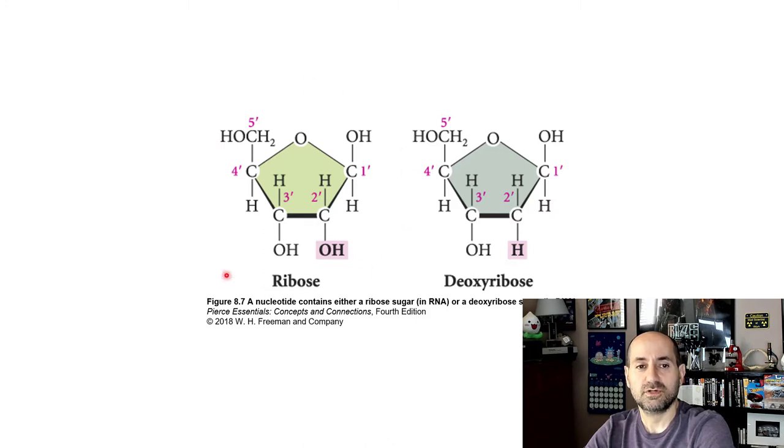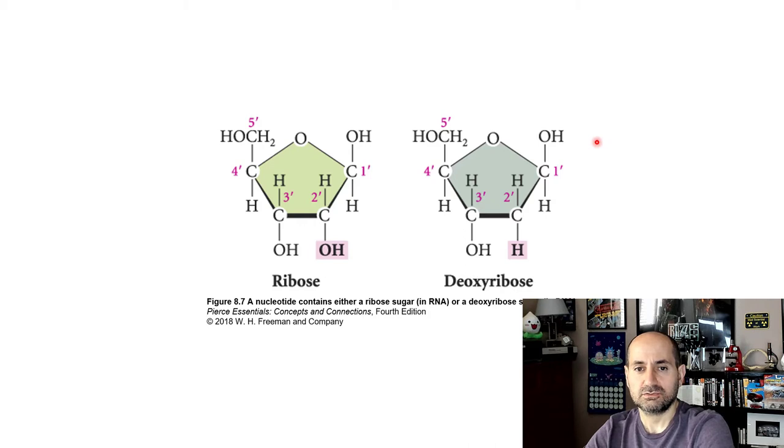The nucleotide of RNA is ribose. This is the ribose sugar, which is found in what? It's found in RNA nucleotides. This one on the right is deoxyribose sugar. This is the pentose deoxyribose. And this is found in what? This is found in DNA.